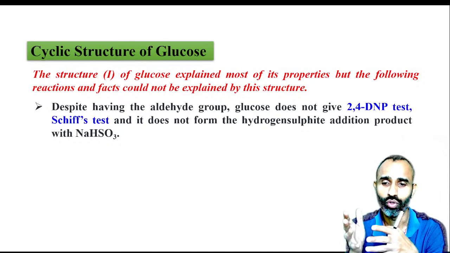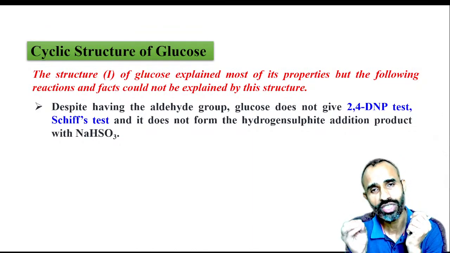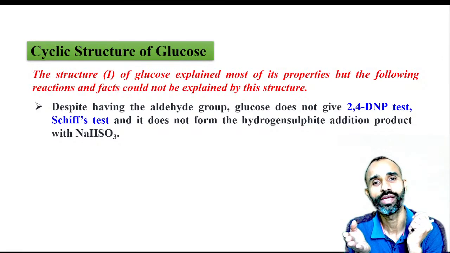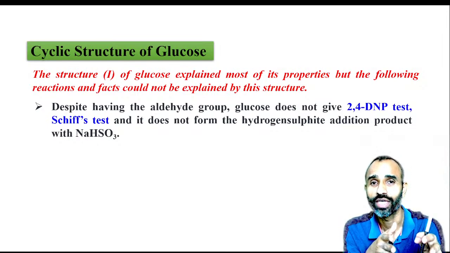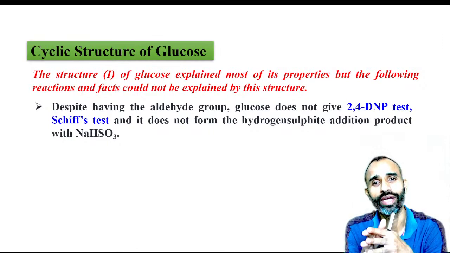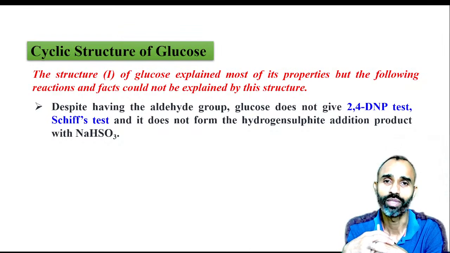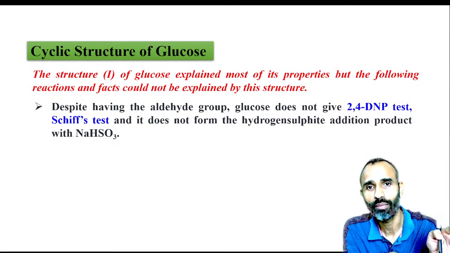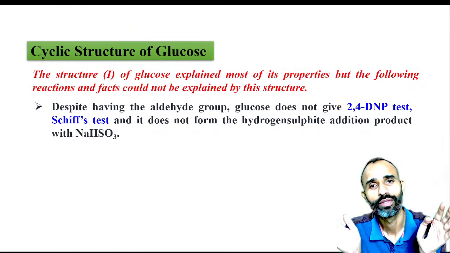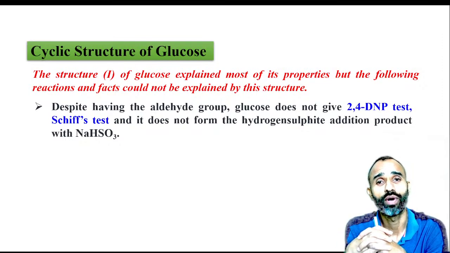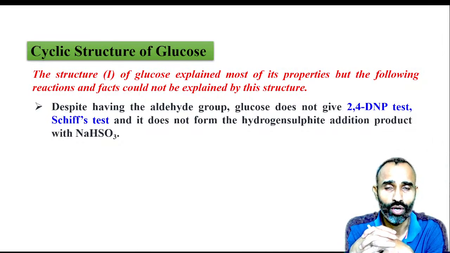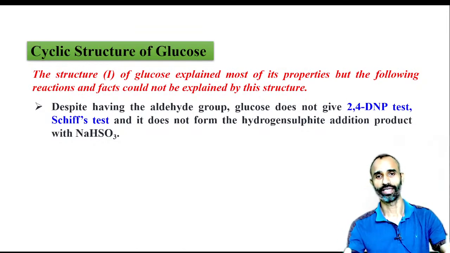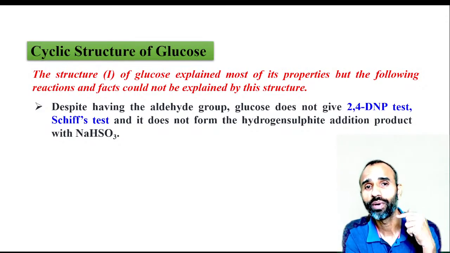But the 2,4-DNP test, the most common characteristic test for aldehydes, is not shown by glucose. Even Schiff's test, also a most characteristic test for aldehydes, is again not shown by glucose. That means there is something wrong with the structure of glucose we have studied so far, because in those structures we have shown that CHO is free. Even it does not form the hydrogen sulfide addition product, also a characteristic test for aldehydes. That means the aldehyde group in glucose is not totally free, which is not shown by the open chain structure.